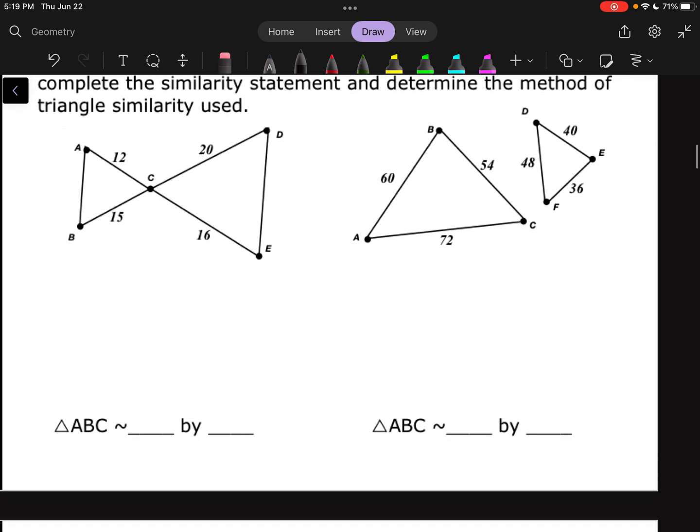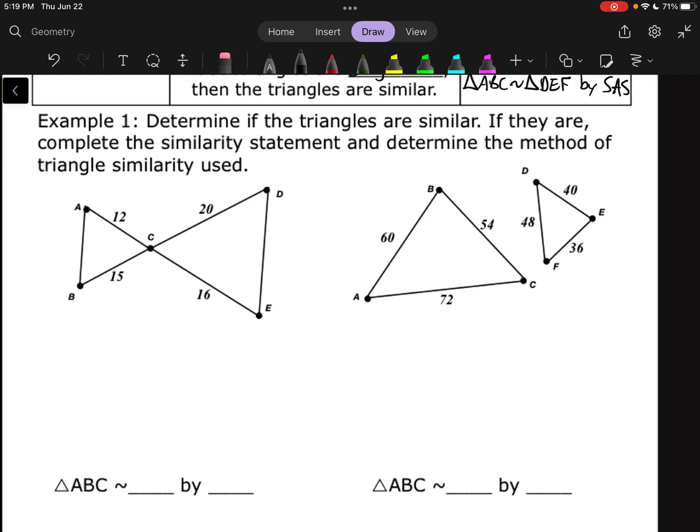So what we're going to be looking at on these 2 problems is determining if the triangles are similar. And if they are, we want to complete the similarity statement and determine the method of triangle similarity used. So looking at this first example here, I can see that I don't have all the sides, so I'm not going to be checking for side, side, side. Instead, let's check how this side relates to this side, and this side relates to this side. So 12 over 16, checking these yellow sides. Let's see if that ratio reduces down to something cool. 12 over 16, that would be 3 over 4.